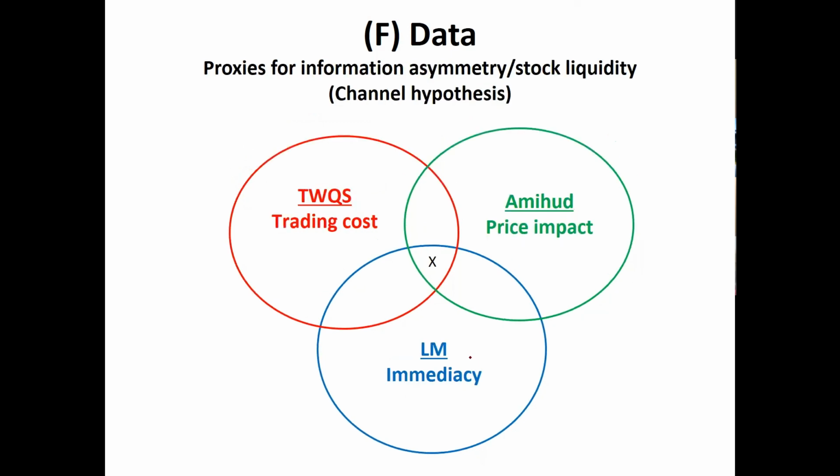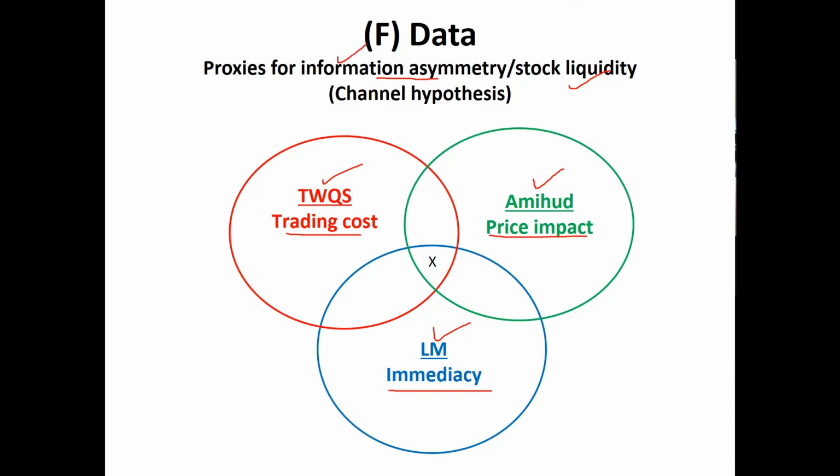Okay, and then the channel hypothesis: the impact of boardroom gender diversity on default risk is through information asymmetry. So women directors will reduce information asymmetry, and in that way they will improve default risk. How will I be measuring information asymmetry? I'll be using stock liquidity. There are 3 measures I'll be using: time-weighted quoted spread, Amihud, and the LM measure. Liquidity has 3 dimensions: the trading cost, the price impact, and immediacy. So I'm covering all those 3 dimensions through 3 proxies.